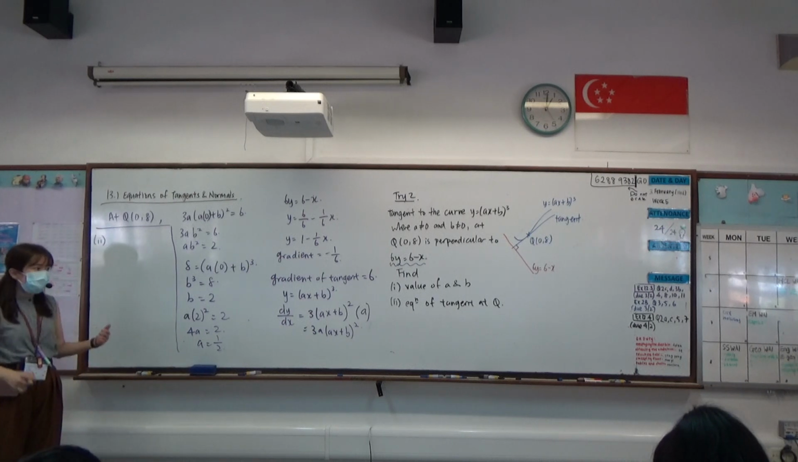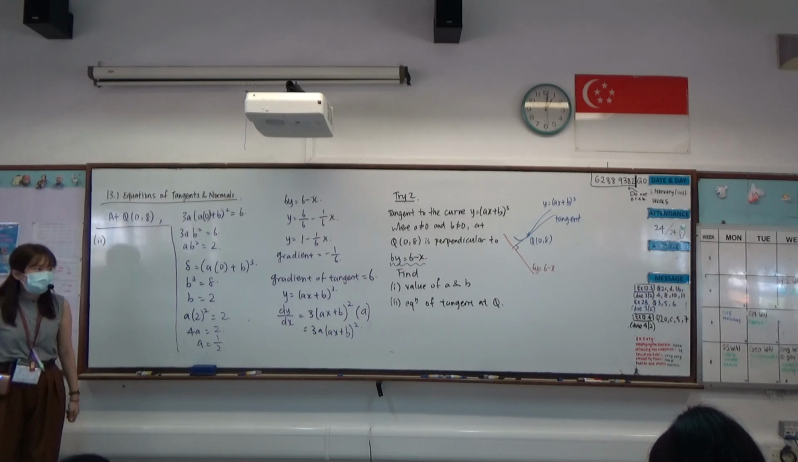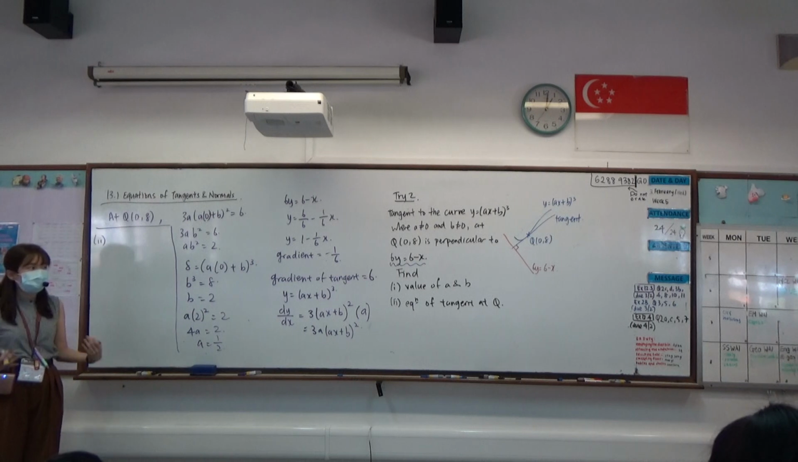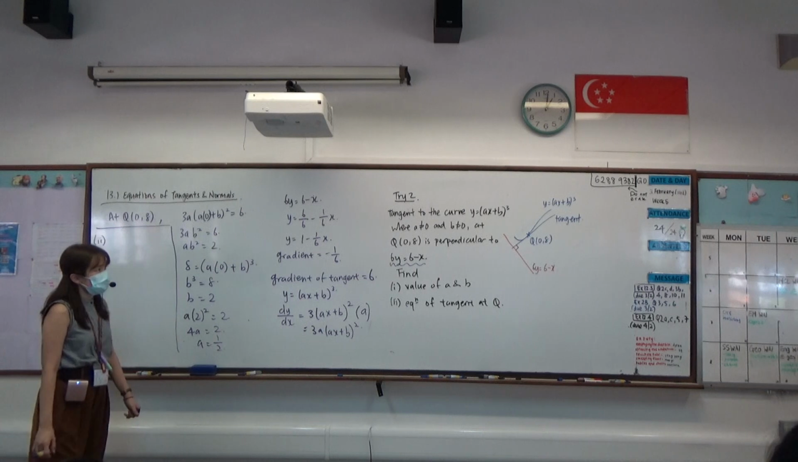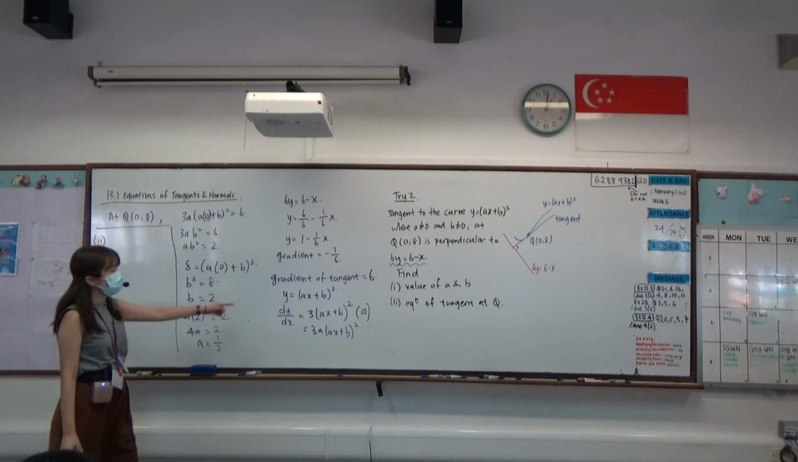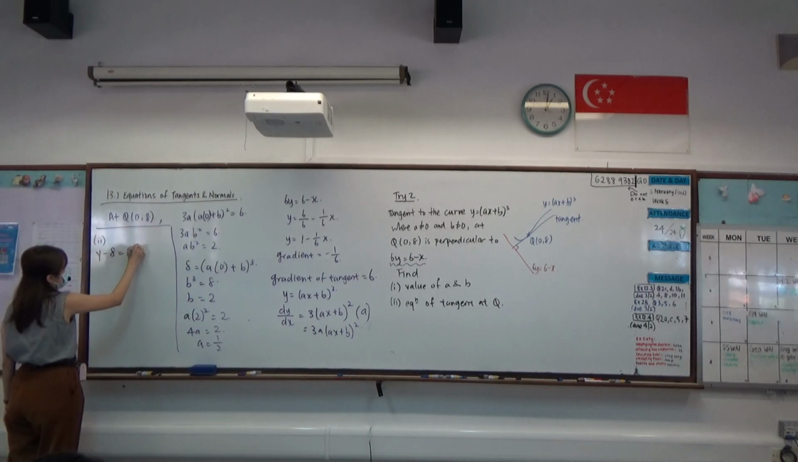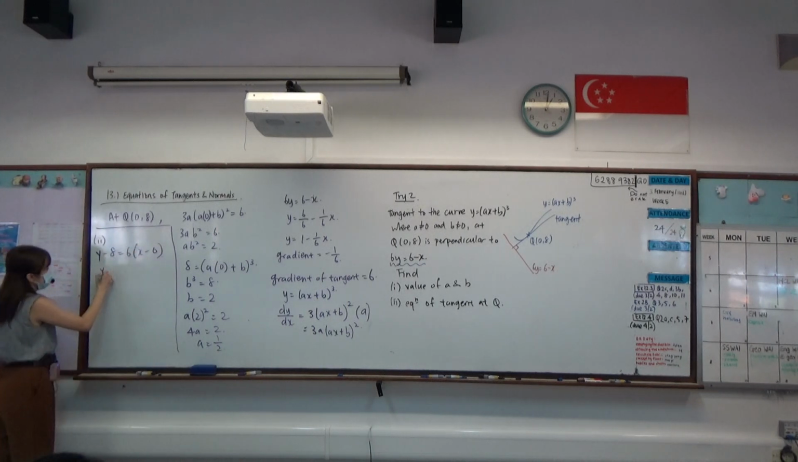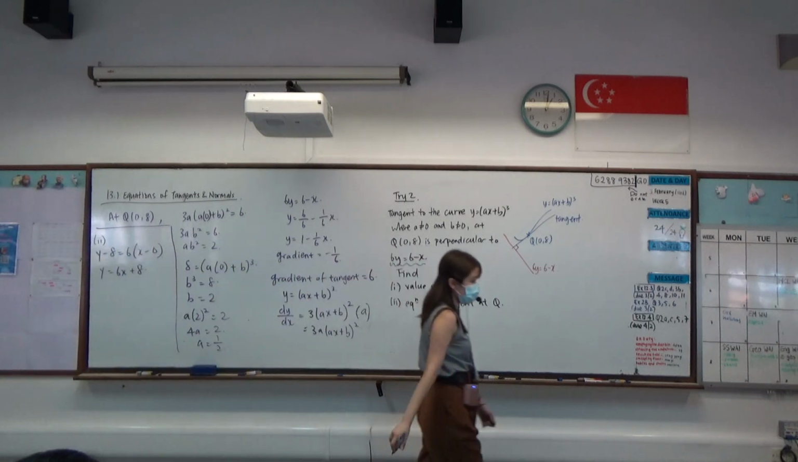Only in part 2 are we trying to find the tangent and curve. So based on the structure of the question, it suggests that it is not necessary to find the equation of tangent and curve first before finding the value of a and b. So to find the equation of tangent and curve, we got the gradient, which is 6, and the point (0, 8). So the equation of the tangent would be y equals 6x plus 8.